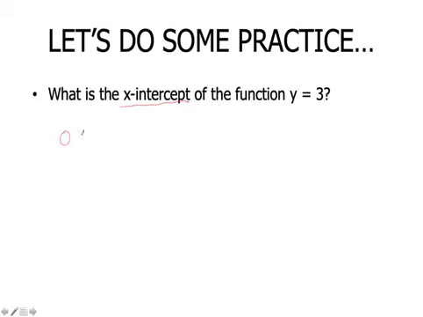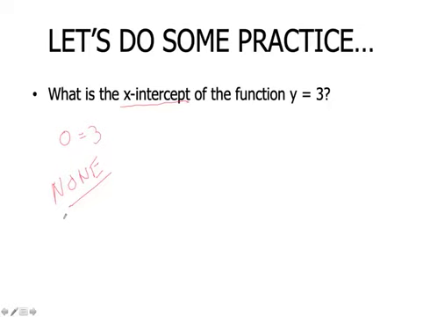Well, 0 equals 3. What does that mean? I mean, when will 0 equal 3? Well, the answer is never, right? At least not in this universe. There's no case where the number 0 equals the number 3. So what does that mean? Well, it means that there is no x-intercept. Kind of a tricky question, right?